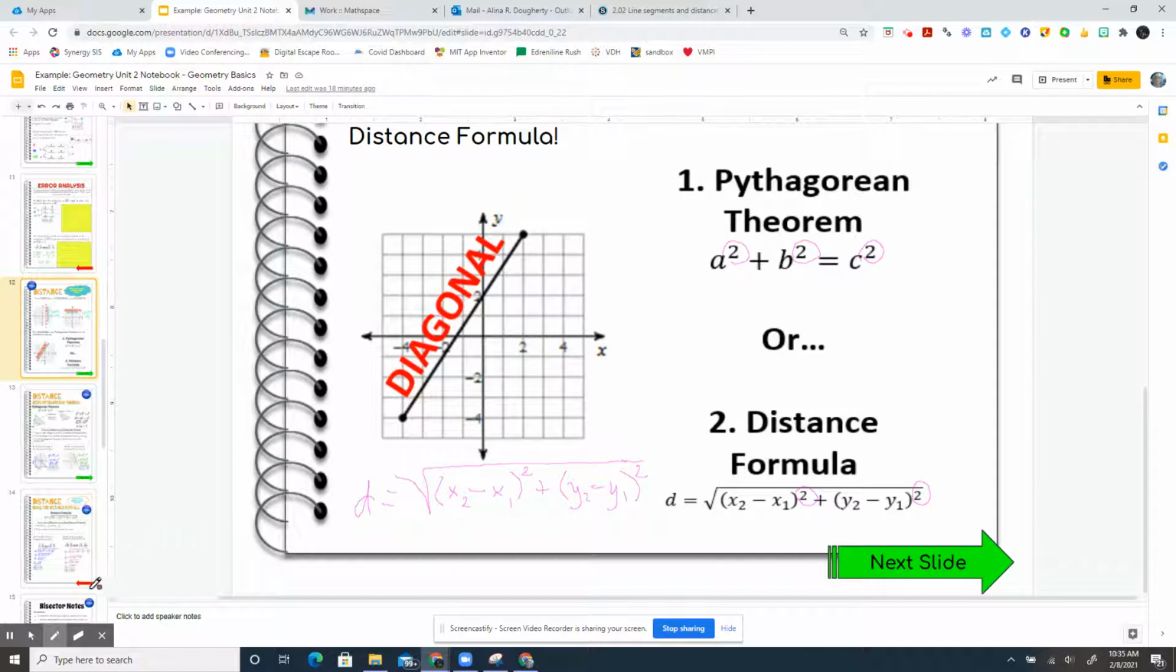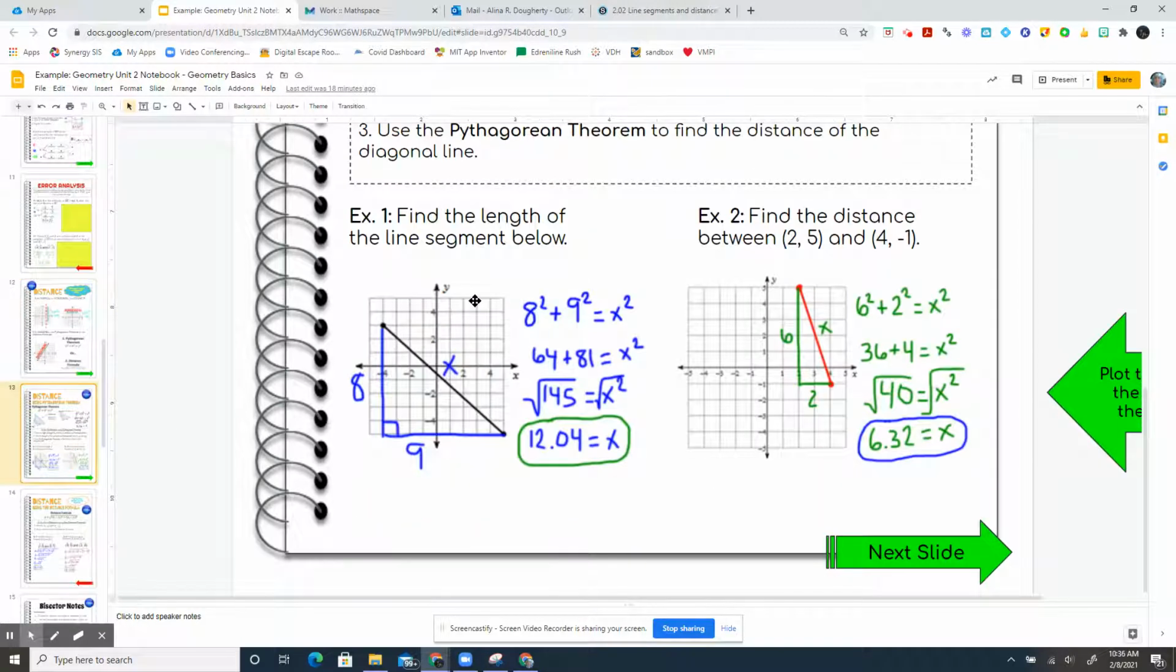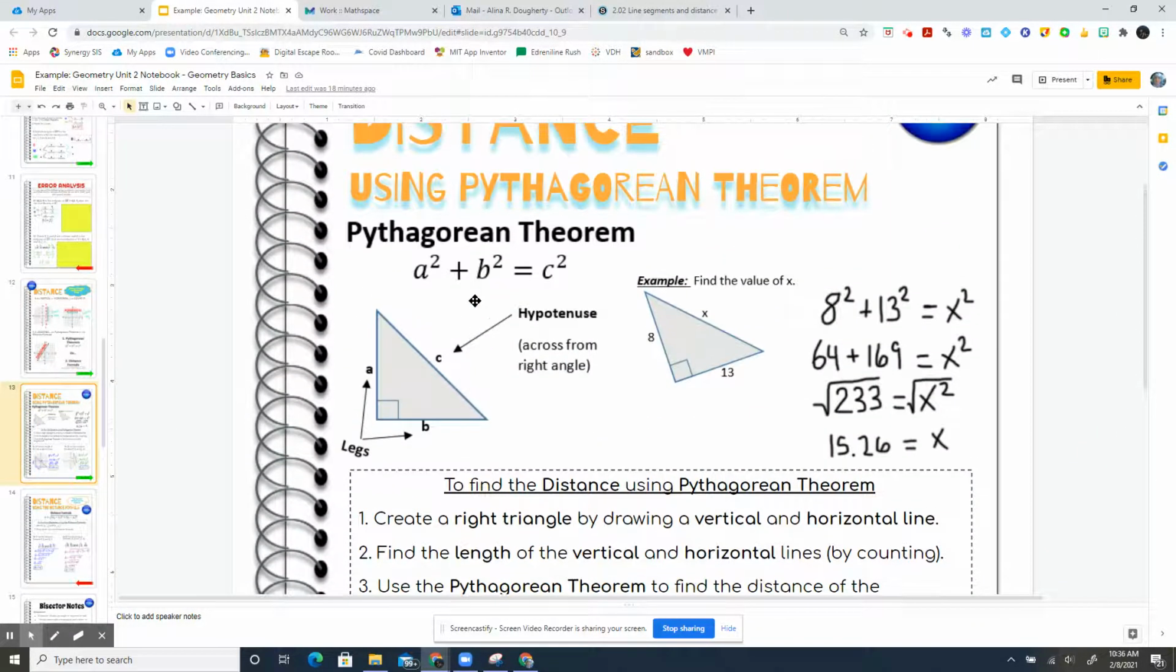So let's go ahead to slide 13 and see if we can make some sense of this. So again, we've got Pythagorean theorem, a squared plus b squared equals c squared. You've got to remember that. Take notes on that. Got to memorize it. Where the A and the B are the horizontal and the vertical pieces, right? And then the C is the diagonal.